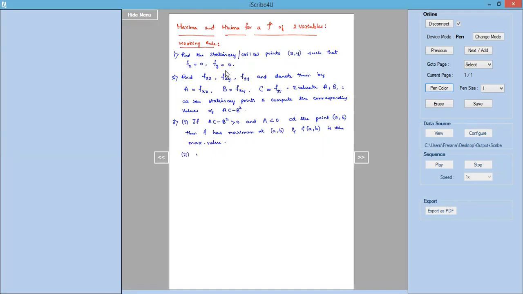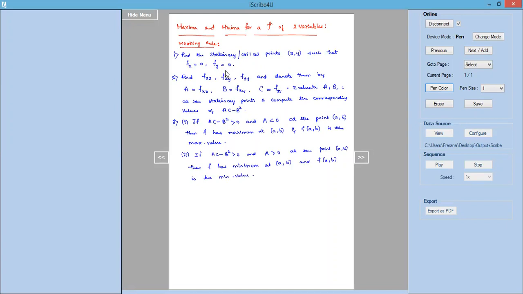Similarly, the other condition: if AC minus B square is positive and A is also positive at the stationary point (a, b), then f has a minimum at that point (a, b) and f of (a, b) gives us the minimum value in this case.